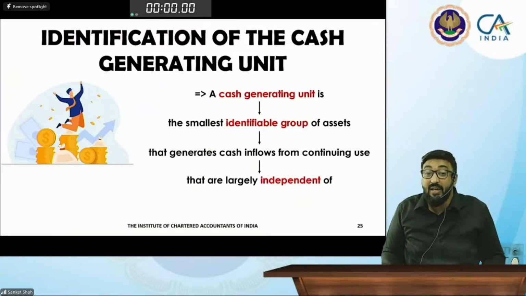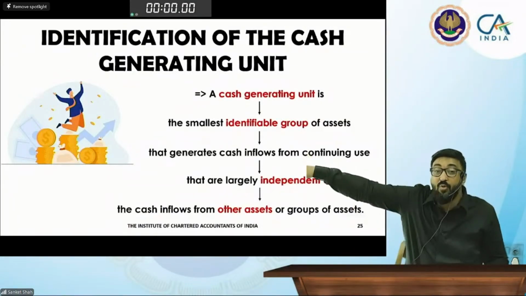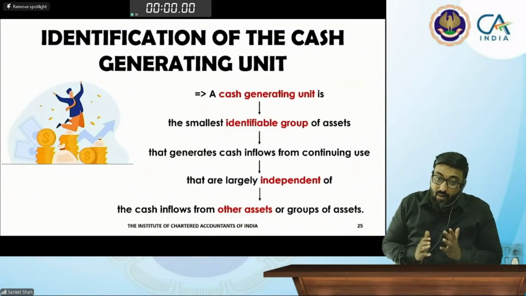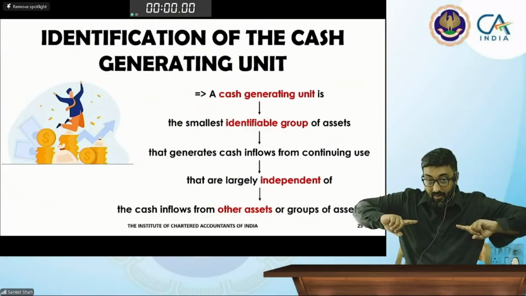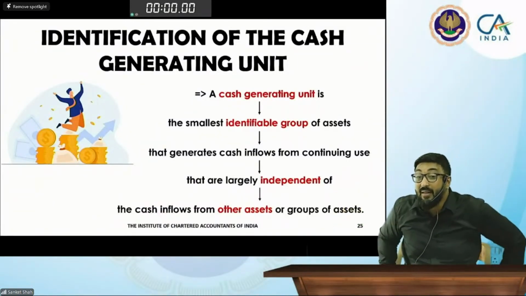That are largely independent of the cash inflows from other assets or group of assets. उसका खुद का अस्तित्व है, पर वो ग्रुप में काम करता है, इंडिपेंडेंट है. But inflows with other assets we will consider. So what we are going to do? We are going to do impairment test, not of the individual asset, but of CGU.